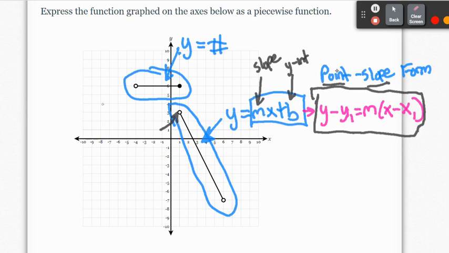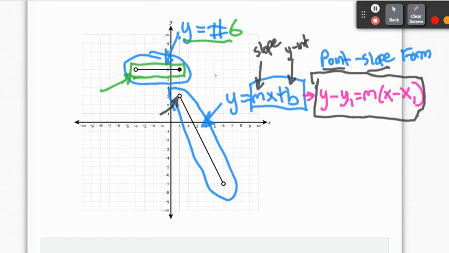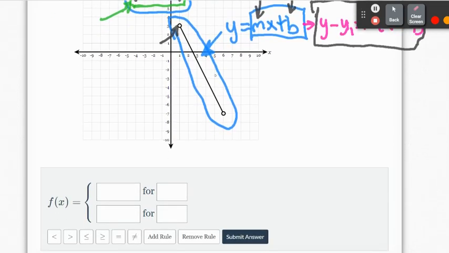So first, I'm going to go from left to right and talk about this interval, this snippet of a horizontal line. It goes through the y value of 6, so the equation is y equals the number 6. So what we do is go down here to my piecewise definition, and I type a 6 here because the output, the height, will be 6.